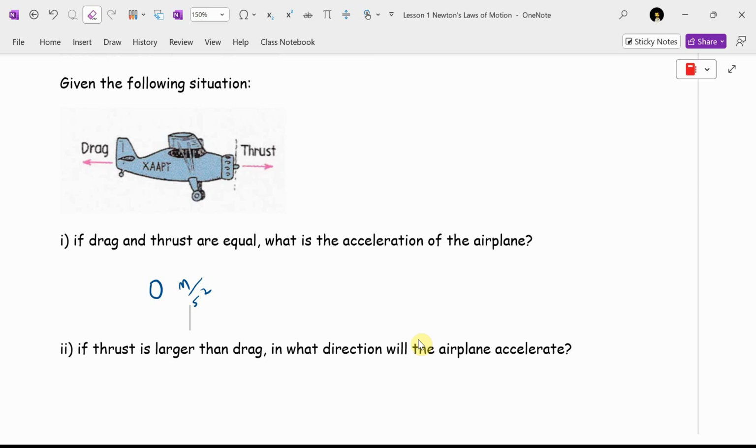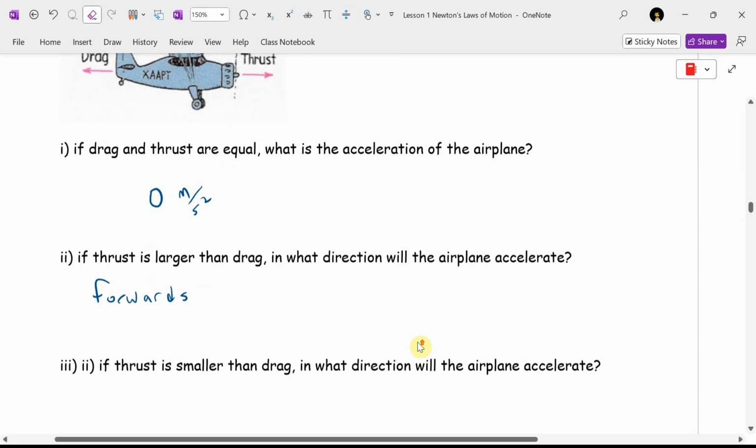Which way must this airplane accelerate if thrust is bigger? Forwards. And since it's accelerating forward, since it's speeding up, that will create more lift. It'll gain altitude. What if drag is bigger than thrust?